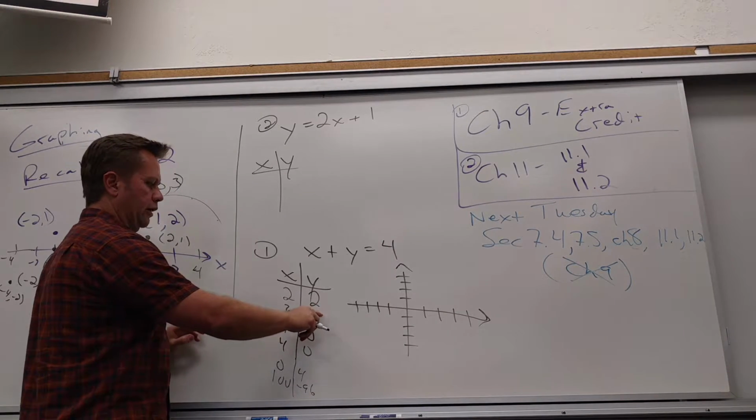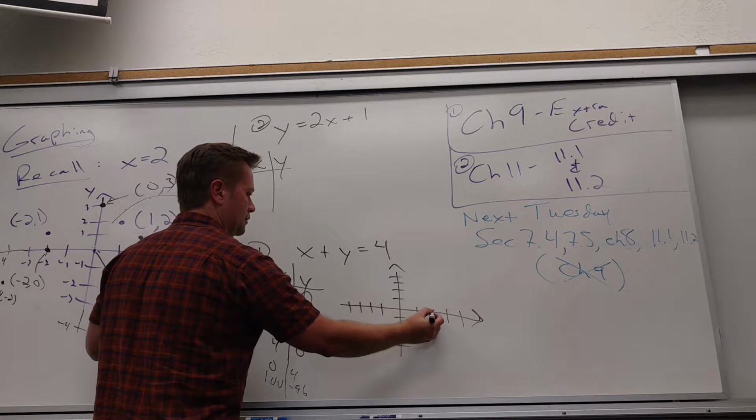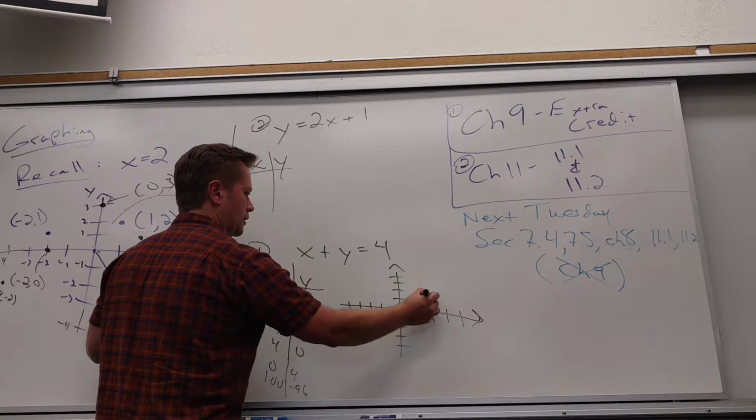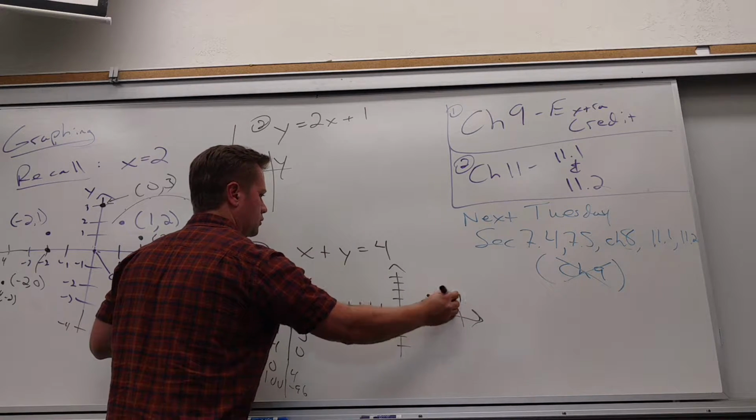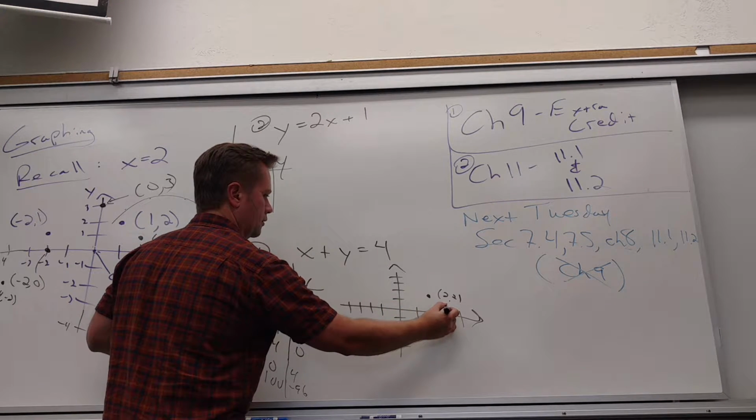So 2, 2. How would I plot that? 2, 2. Right. That's awesome. 2, go up, 2. I like it. There we go. That's what I want to hear. There's 2, 2. 3, 1. 4, 3, 1.